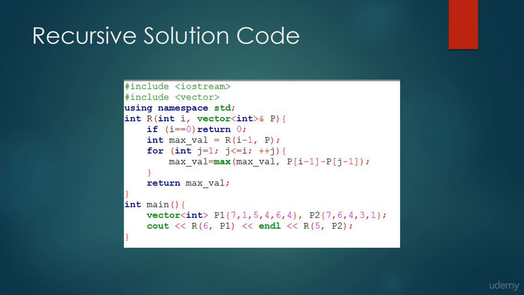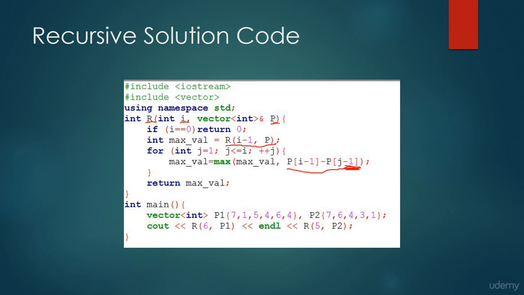I'm going to include iostream and vector, and using namespace std, I'll define the function R, which takes an argument of i and a vector of prices. So I check if i is equal to 0, return 0, right? That's our base case. And then I set up int max value equal to R(i-1). And then for int j equal 1 to i, set max value as the maximum of R(i-1) and p[i-1] minus p[j-1], which are basically the prices at pi and pj. And take care that it's minus 1 here because C++ starts counting from the 0th index.